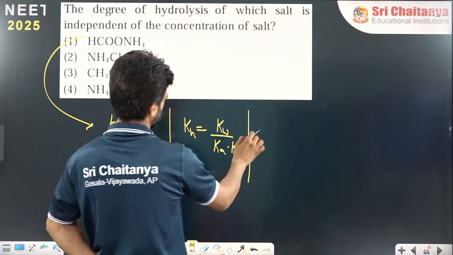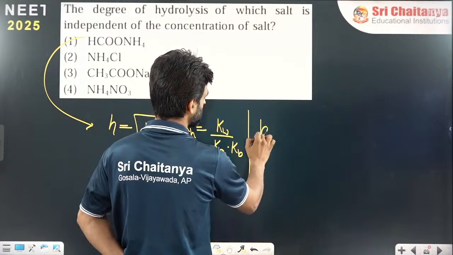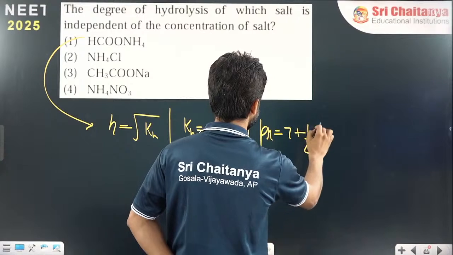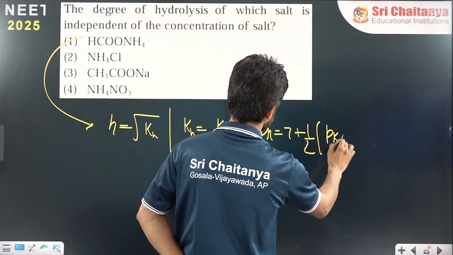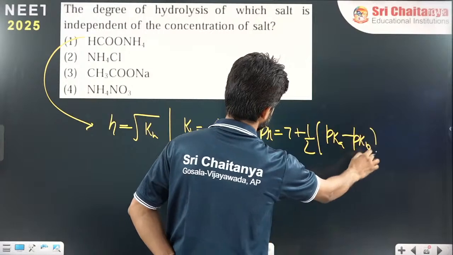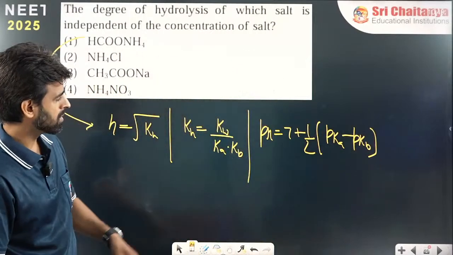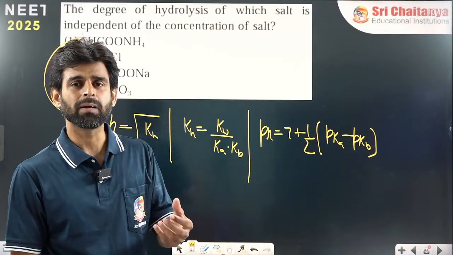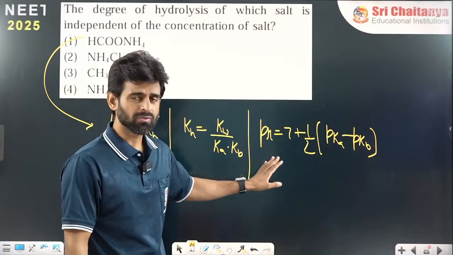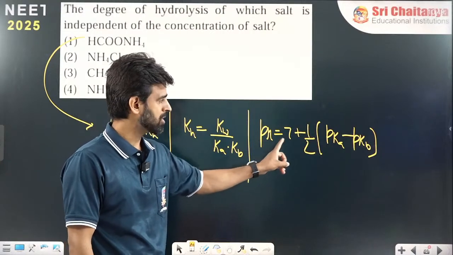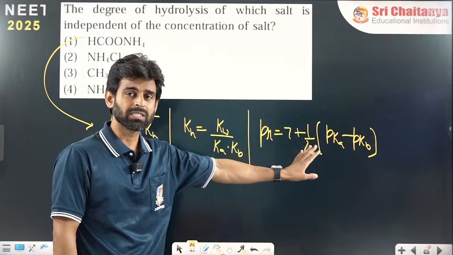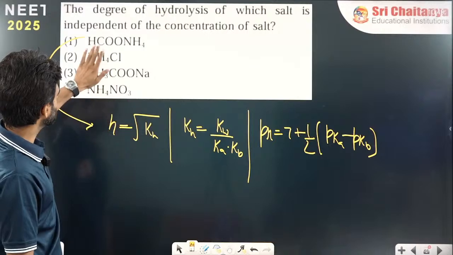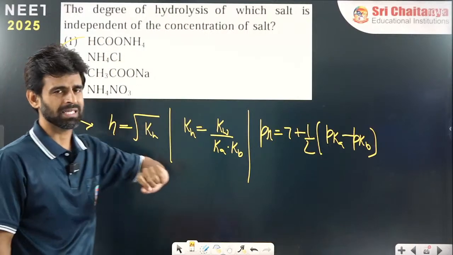divided by Ka into Kb. And next thing, the pH formula here is 7 plus half (pKa minus pKb). So this question is also very common: among the following salts, the pH will not depend on the concentration. So a salt of weak acid and weak base, pH does not depend on concentration, you see, there is no C, and here also there is no C. So the answer should be a salt of weak acid and weak base.